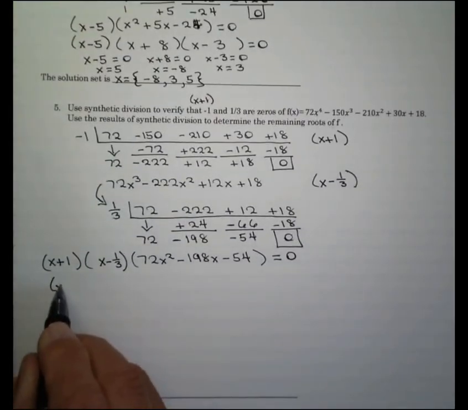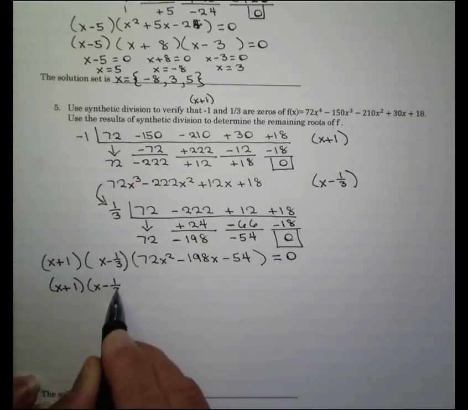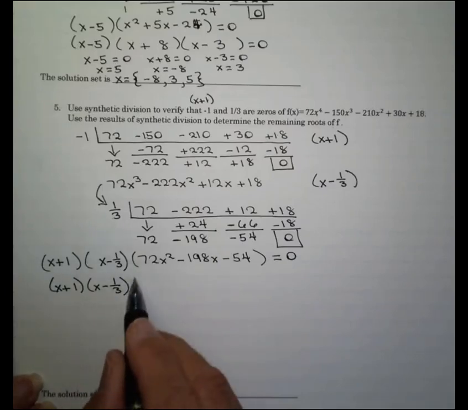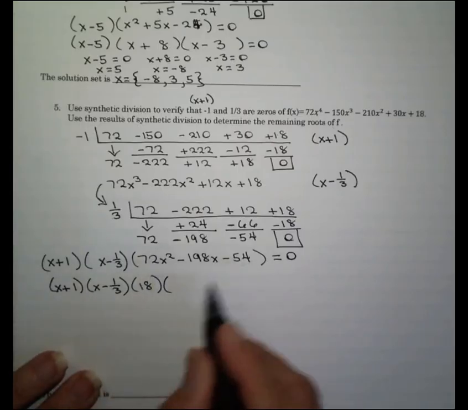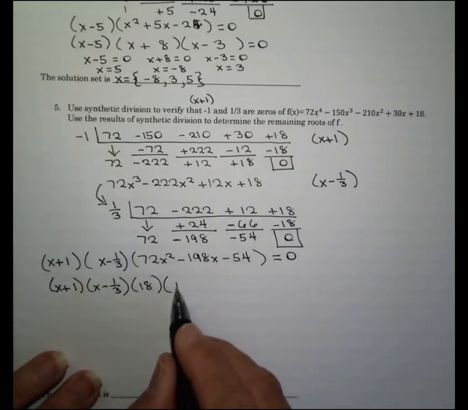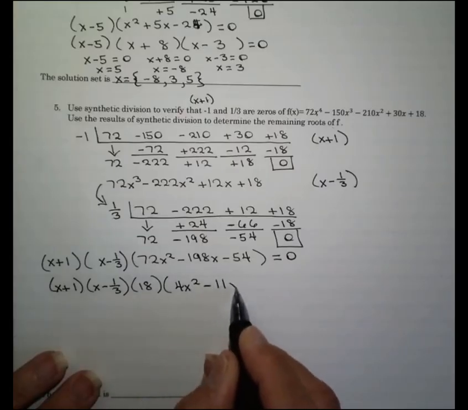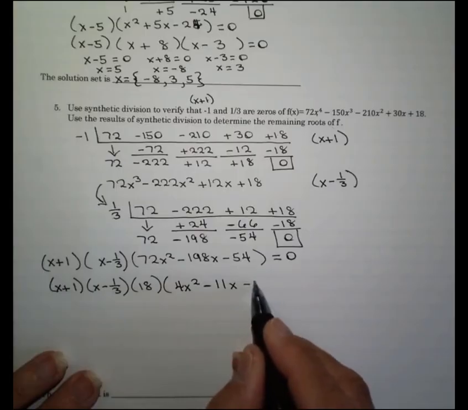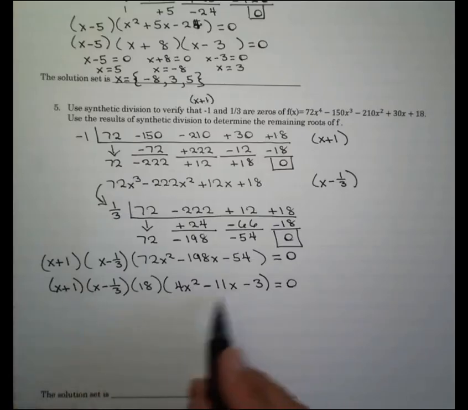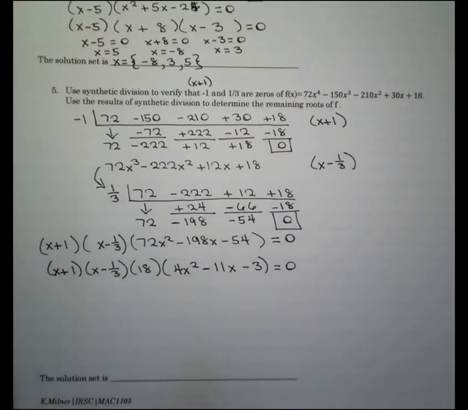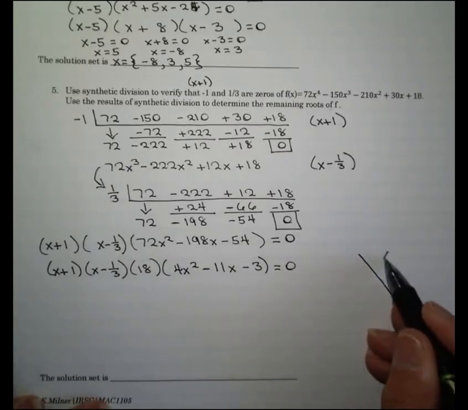So I've got x plus 1 times x minus 1/3, and then I'm going to pull that GCF out, and the GCF is 18. So when I divided each of these by 18, I ended up with 4x squared minus 11x minus 3. And that's all equal to 0. Now this is another polynomial that I've still got to factor. And I really don't want to go to the quadratic equation.